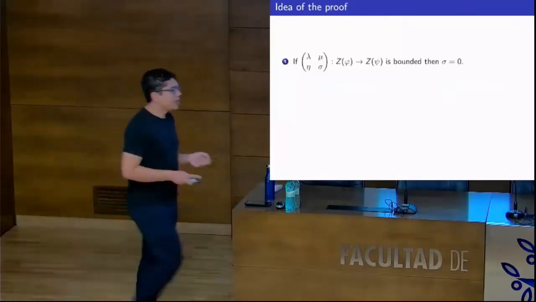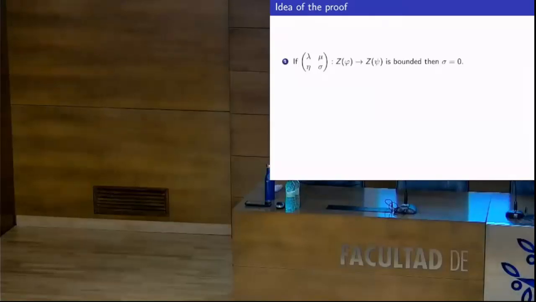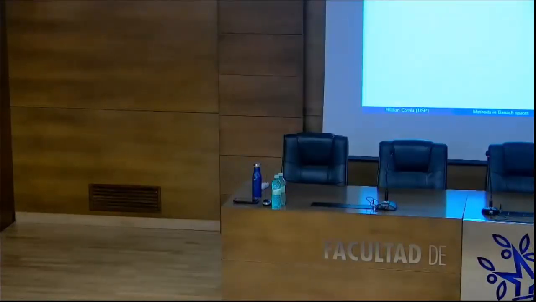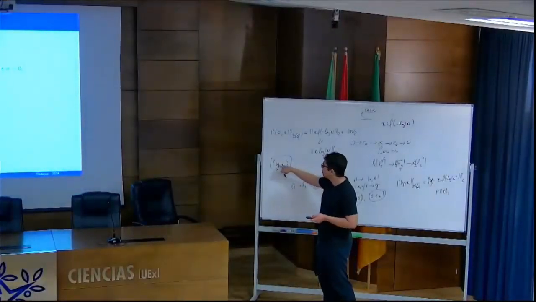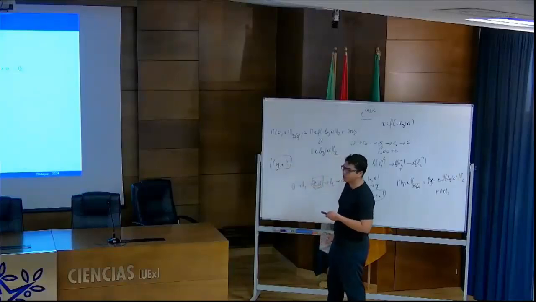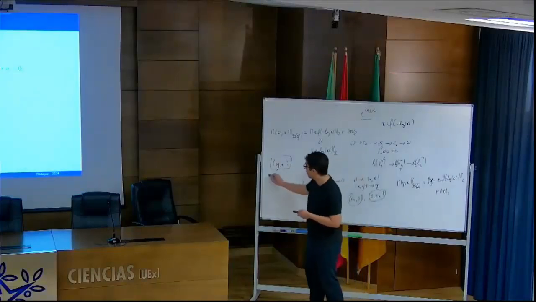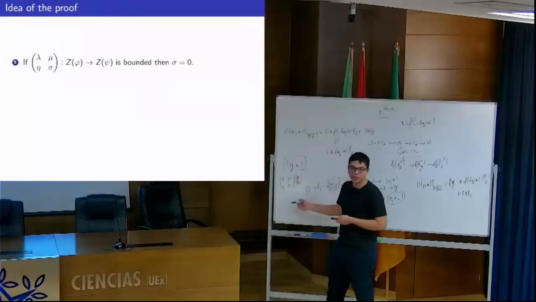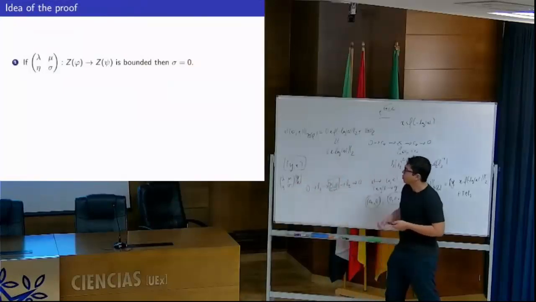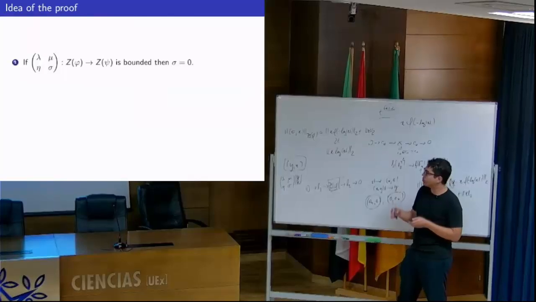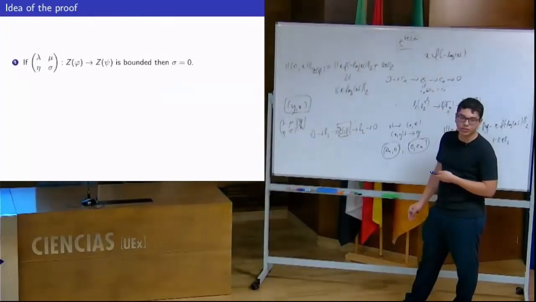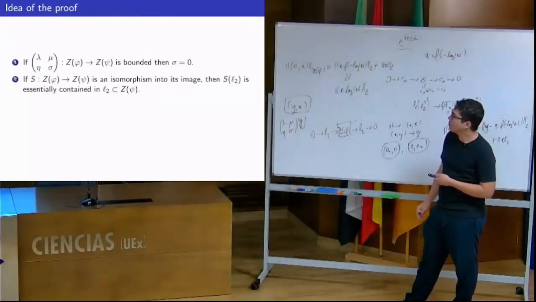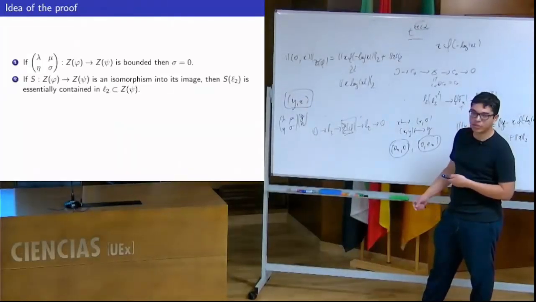The vectors here in my Z of phi, like I said, are pairs of sequences. If they're pairs of sequences, you could consider operators of this form, matrices: just apply lambda, mu, eta, sigma to the vector, matrix multiplication. So if you do the calculations, you choose some vectors, you can show that if an operator is bounded from Z phi to Z psi, this sigma must be 0.